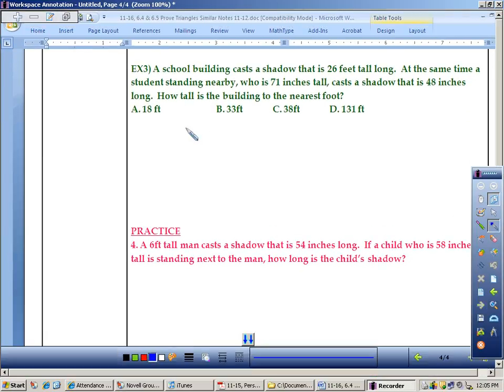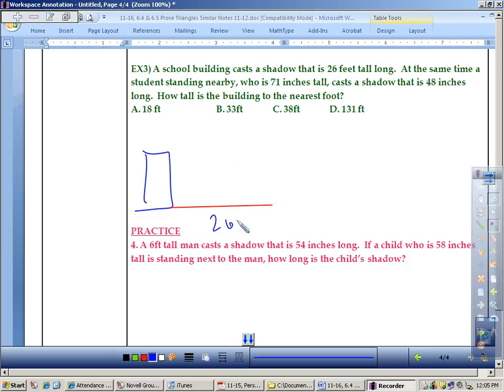And in example 3, a school building. Best thing to do here is to begin to draw a picture. Cast a shadow. Shadows fall on the ground. So that's the length here of 26 feet. This should just be long, not tall and long.